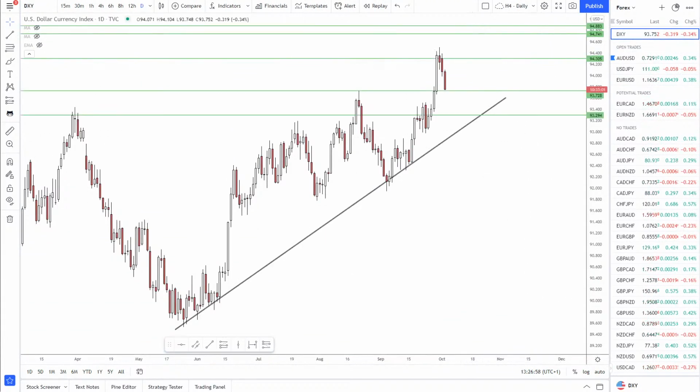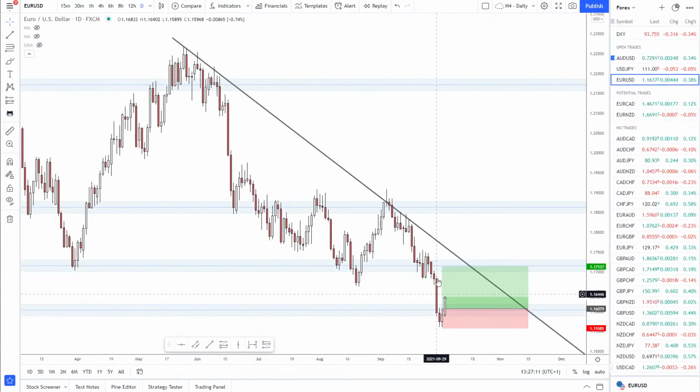DXY could, like I said, stall out around here. Even though I think it's more likely to go down to here, it could stall out around here. It could turn around. And what would that mean for Euro USD? Well, it would mean that the dollar strength causes a weak reversal here. If it's a weak reversal, you might struggle to hit your target if your target's all the way up here.